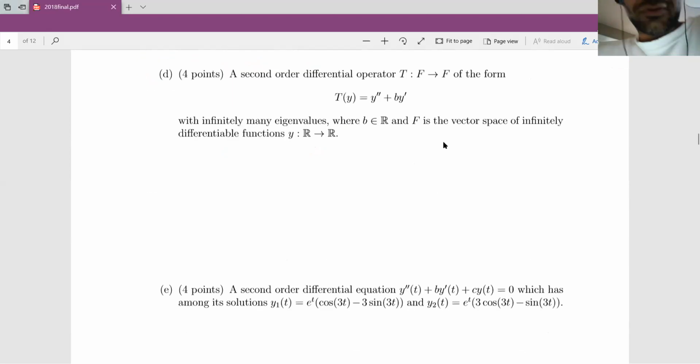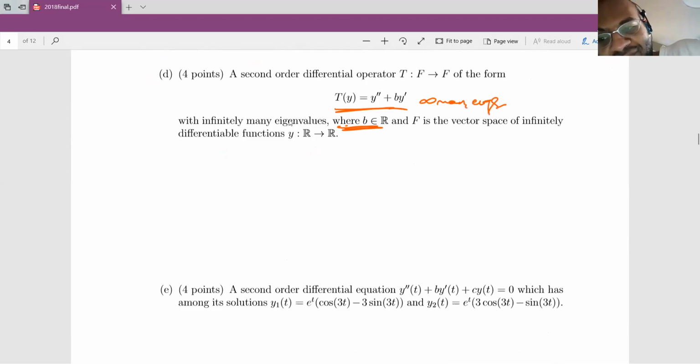Oh yeah, this is a nice one. So, a second order differential operator of this form with infinitely many eigenvalues, where B is in R. So you need to find the value of B such that this has infinitely many eigenvalues. By the way, what's an eigenvalue of a linear operator?